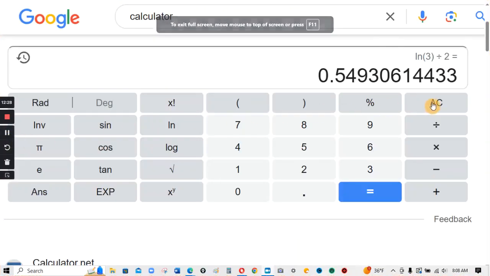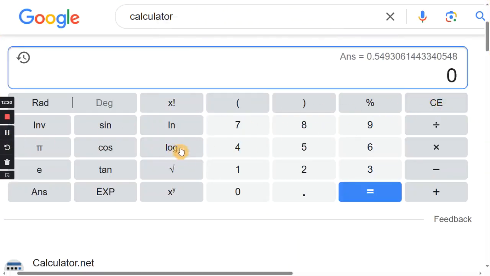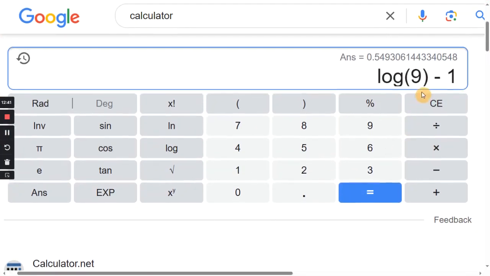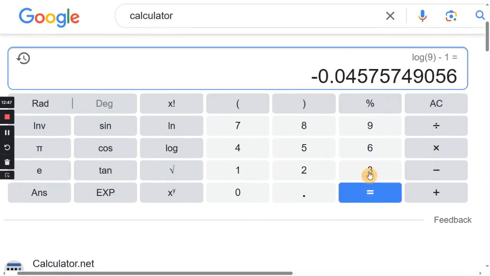All right, hit clear. Here's my log button. I'm going to do log of 9, close the parentheses, and then minus 1. See, the log has no base 10, but it's automatically base 10. Click equals. You look at the 5th decimal, 1, 2, 3, 4, 5. The 5th decimal is a 5. If it's 5 or more, you round it up.